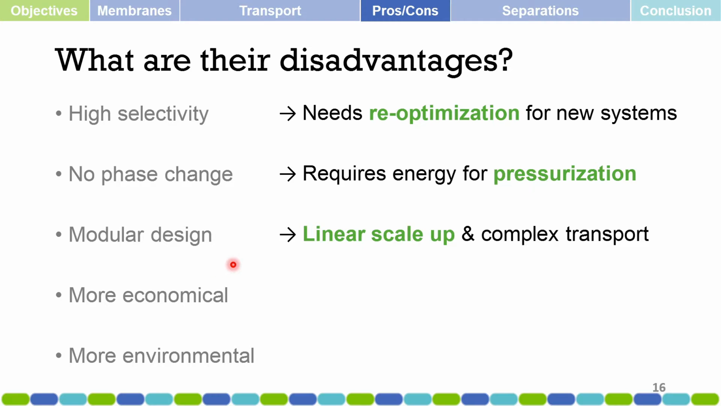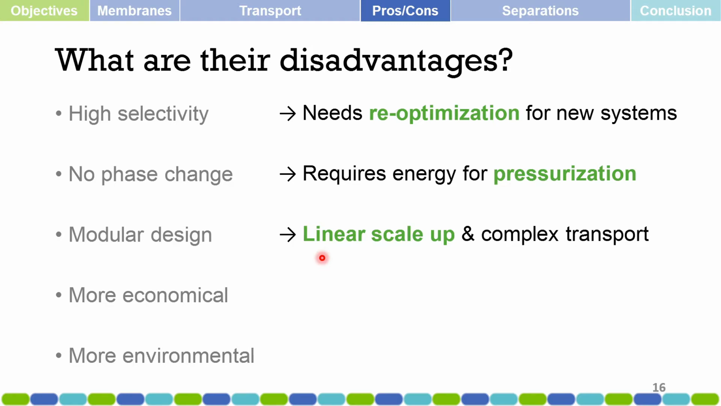Third, since it's modular, the scale up is only linear. So what do you mean by linear? When you say linear scale up, the scale up is additive. You cannot just create a membrane process that is much bigger. You need to add units. For example, you can only add units in order to accommodate a bigger and increased process input.